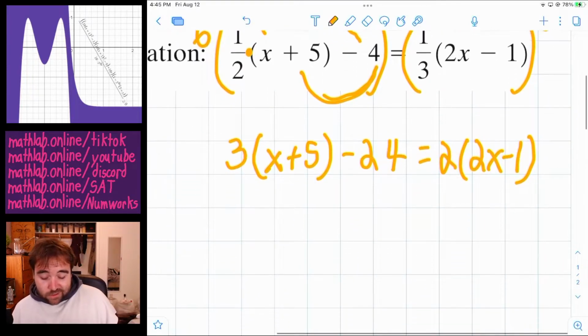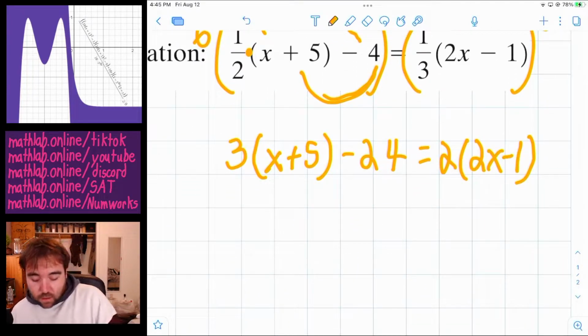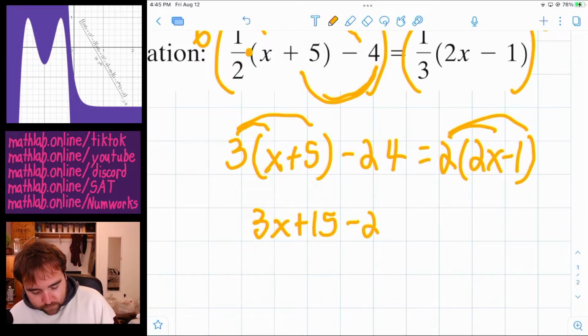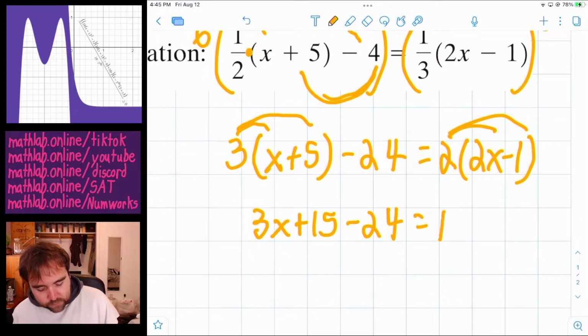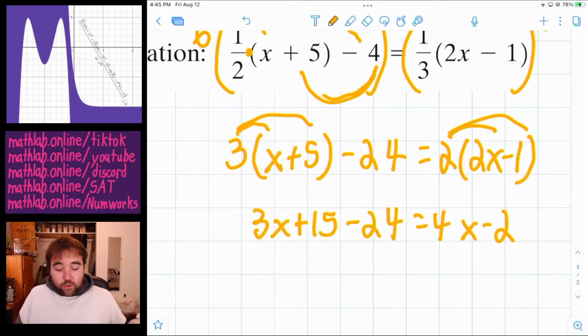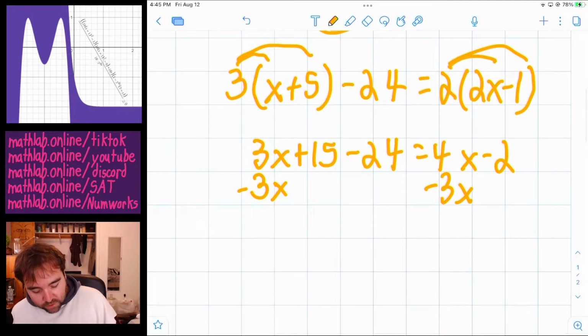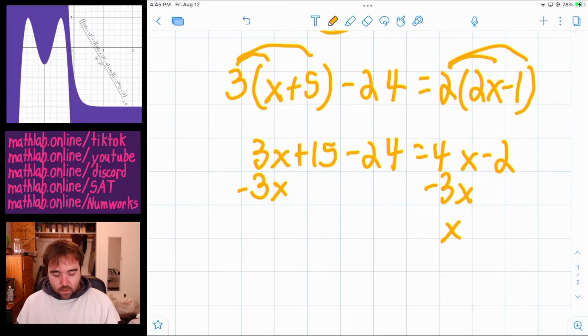And then now we're pretty much there. We got to distribute again, because we got this 3 and this 2. So we'll distribute both of those. And then once we do that, remember what we're trying to do. We're just trying to get x by itself. So what do we need to do to get x by itself? Well, it looks like the best way to do it is to get it on the right side, because when we subtract 3x from both sides, that'll just give us a plain x right here.